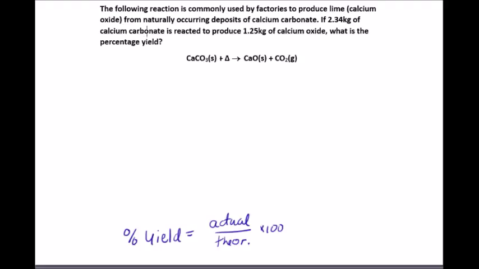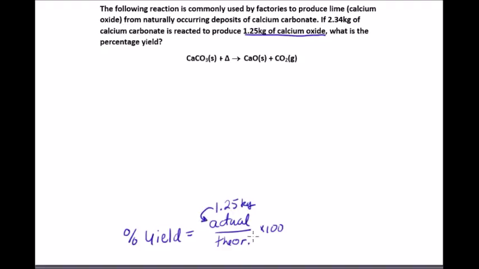In this case, it says calcium carbonate is reacted to produce 1.25 kilograms of calcium oxide. So they're giving you the amount that's produced in the reaction, so that's going to be your actual yield. So we can go ahead and plug that in down here, 1.25 kilograms. Now you might be wondering, is kilograms okay to use as a unit? It doesn't matter what unit you use as long as your actual and theoretical are in the same units.